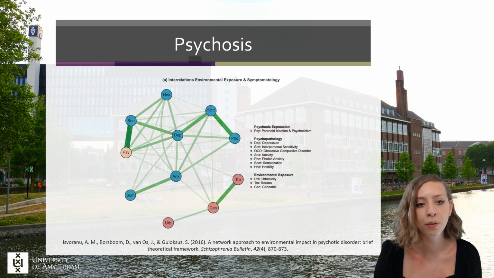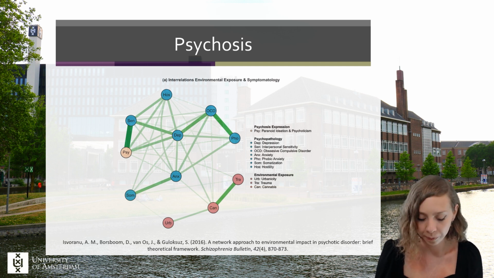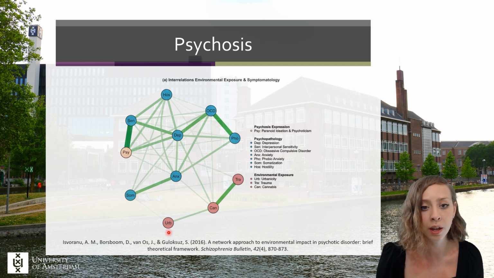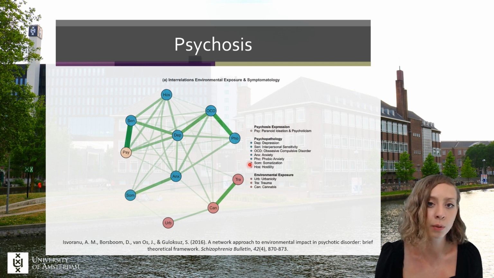This is an example from one of our papers in 2016, where we were interested in interrelations between environmental exposure and symptomatology. So here, these variables are variables of environmental exposure. So we have urbanicity, cannabis use, and trauma. And we are interested in how these associate with psychopathology symptoms and also with psychosis expression.